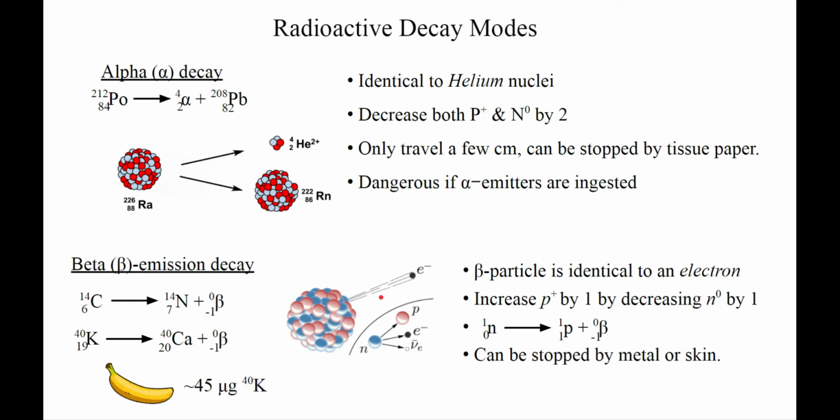Fun fact, if you eat bananas, and it's not limited to bananas, but other plants that have potassium, there's a small amount of potassium-40 that naturally occurs. And in a banana, you have about 45 micrograms of potassium-40. So the more bananas you eat, the more radioactive you are. However, it's still such a small amount that I wouldn't worry too much about eating too many bananas.